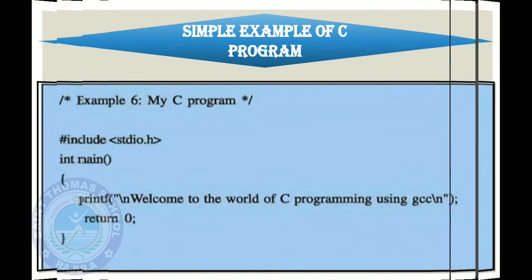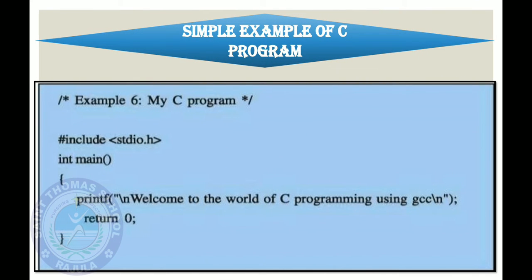Now we will see the basic program. So here you can see the comment is there first. Okay. So example 6, my C program, that is the documentation of my program. Okay, then after you can see here #include <stdio.h>. This is the header file, and we are including this header file because the printf function is written in the header file stdio.h, standard input output file.